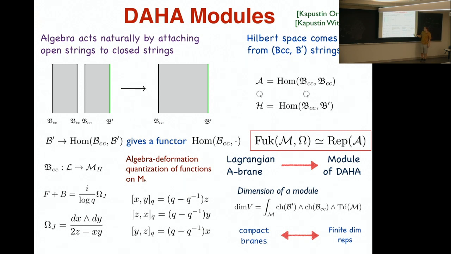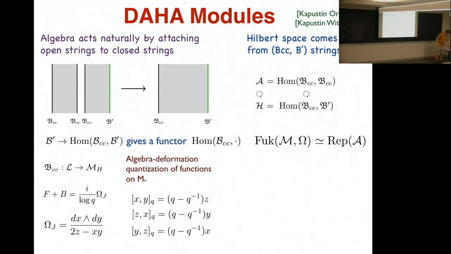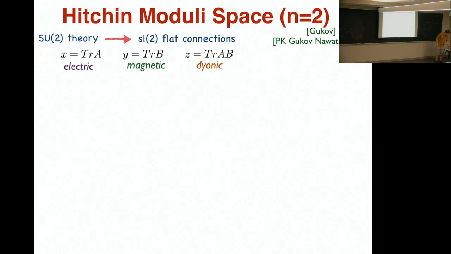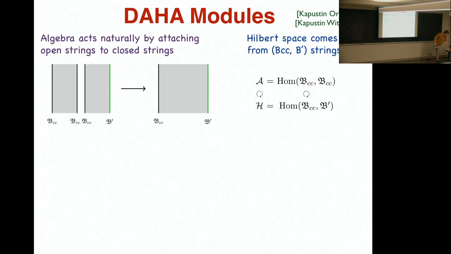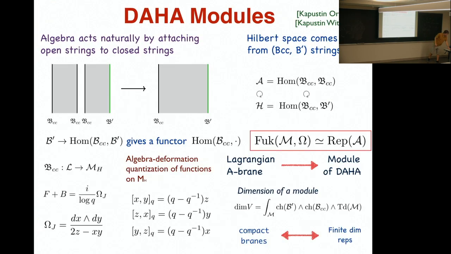Okay? So in particular, we can take one example. You can take some compact cycle, say this big ball in the middle. You can compute its volume in units of the h bar constant, and that volume should be equal to the dimension of some module, some finite dimensional representation that we get from the algebra. Okay. And then you get the same equivalent formula for the volume.